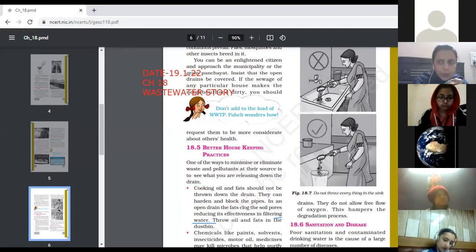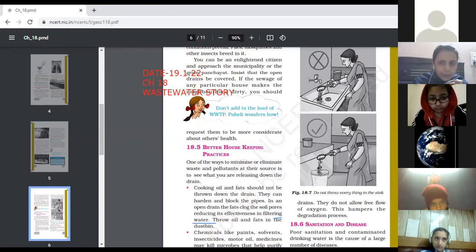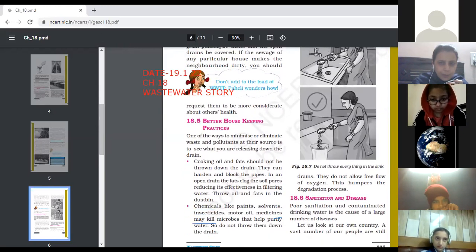If you want to throw the towel, napkin, that should be thrown in the dustbin, not into the drains, because they do not allow the free flow of oxygen, and your drains will be choked, or they can be clogged. So all these things we should keep in mind. These are the better housekeeping practices, and you can spread the awareness also at your home, that we should not throw all those things in the drains.